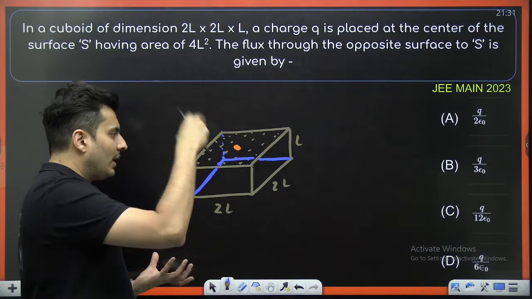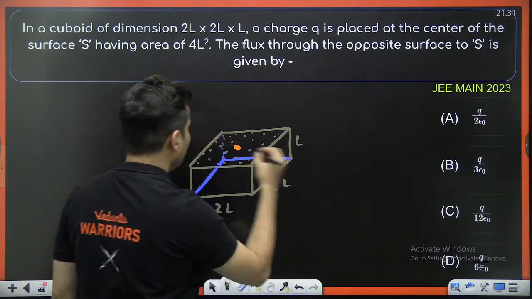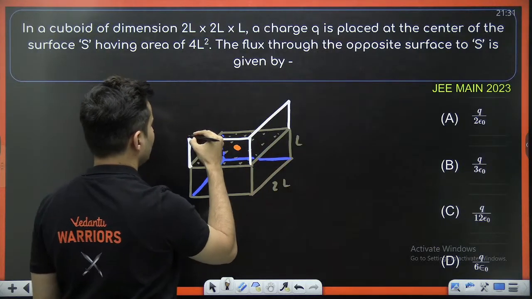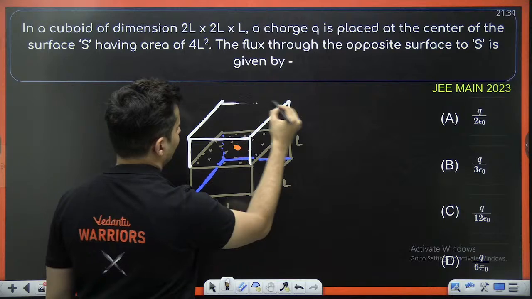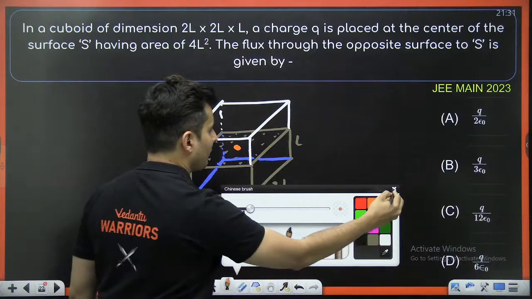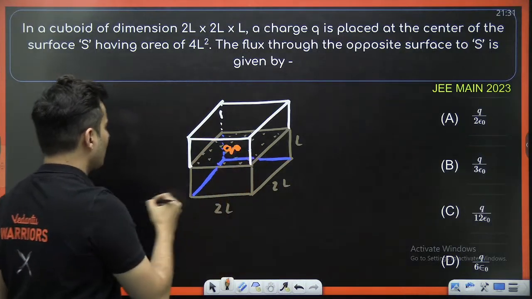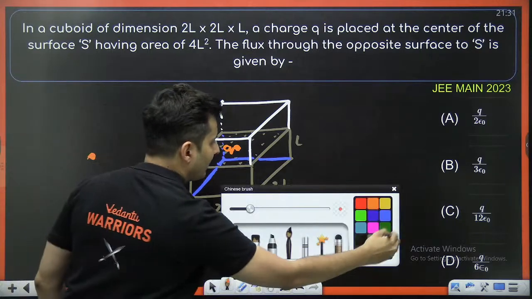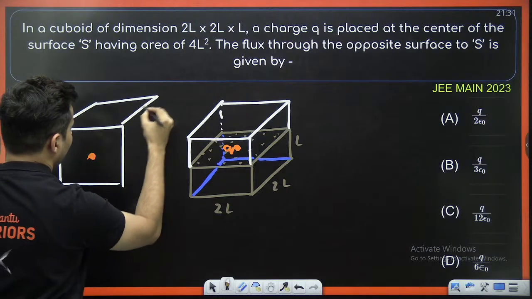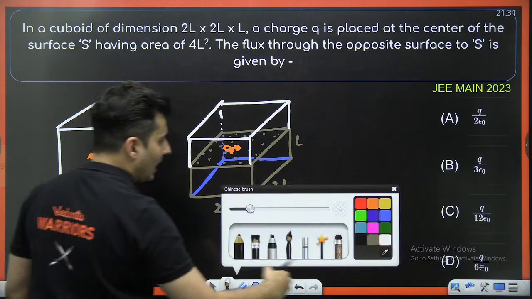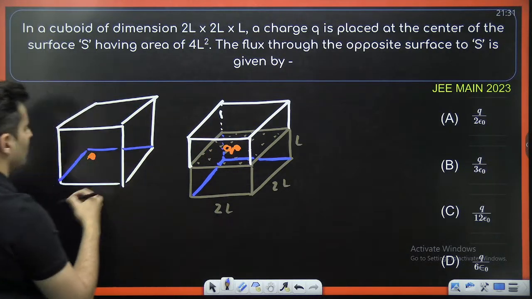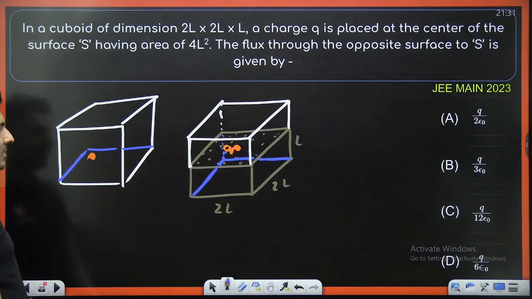Now what you do is imagine one more cube on top of it, something like this. You know why I did that? Because now that charge Q will come at the center of a big cube, and the bottom face is this one.